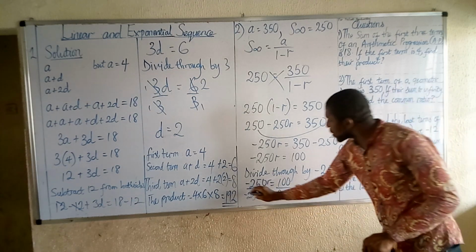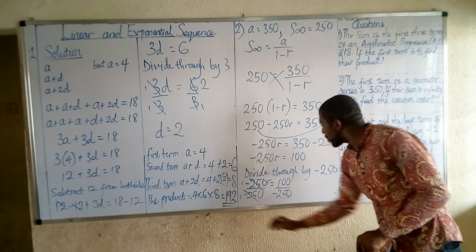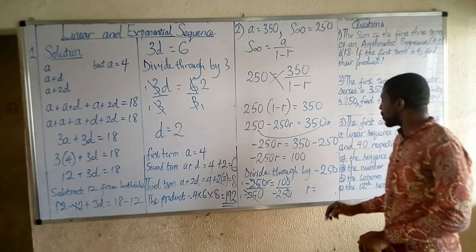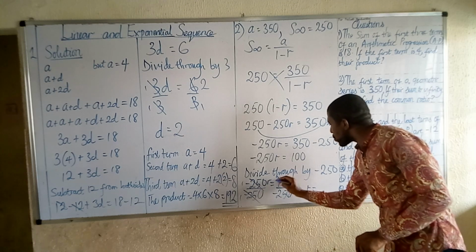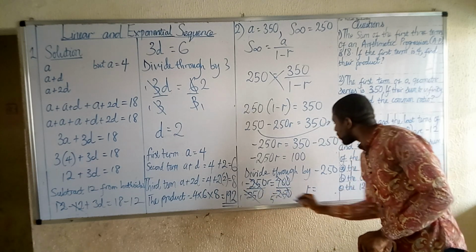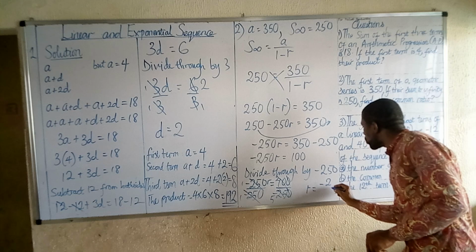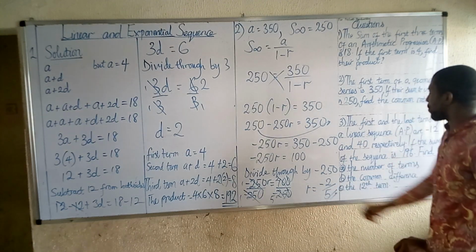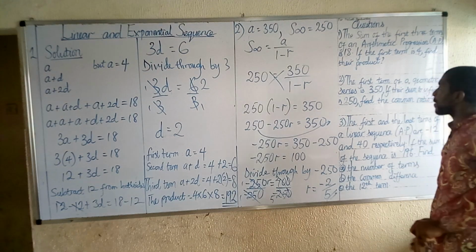Okay? So this cancels and becomes 1. Our common ratio comes out: 0 cancels 0, 5 goes in 10 is 2, 5 goes in 25 is 5. So our answer is negative 2 over 5. So this is the common ratio. The value of the common ratio is negative 2 over 5.